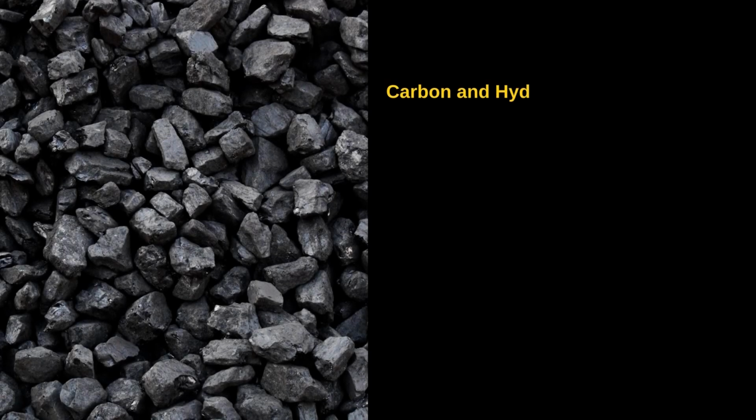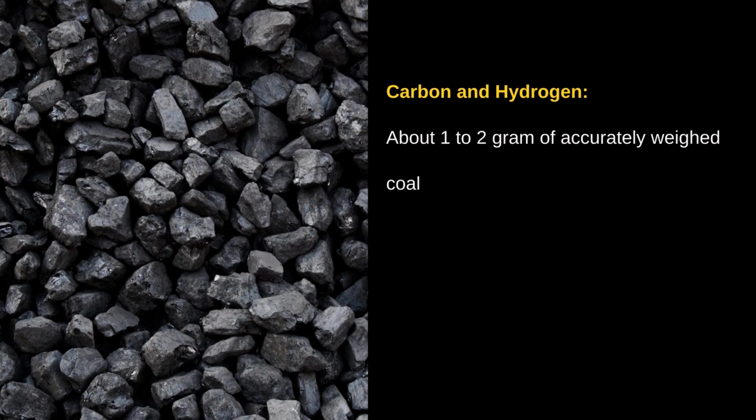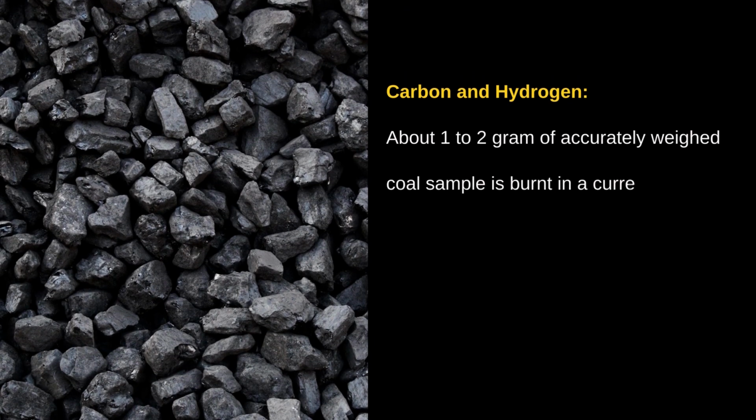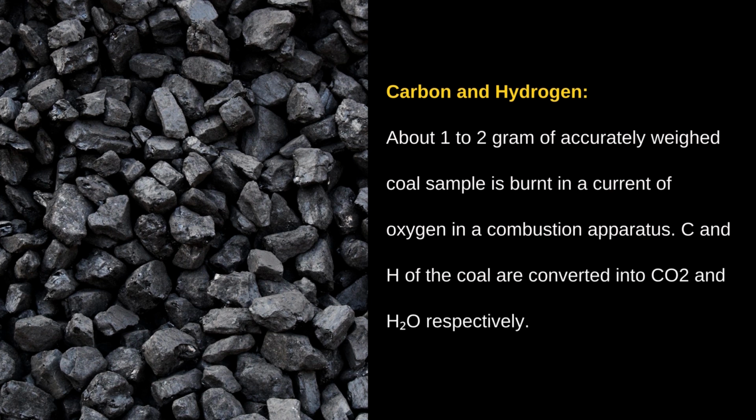Carbon and hydrogen. About 1 to 2 gram of accurately weighed coal sample is burnt in a current of oxygen in a combustion apparatus. C and H of the coal are converted into CO2 and H2O respectively. The gaseous products of the combustion are absorbed respectively in KOH and CaCl2 tubes of known weight. The increase in weights of these is then determined.